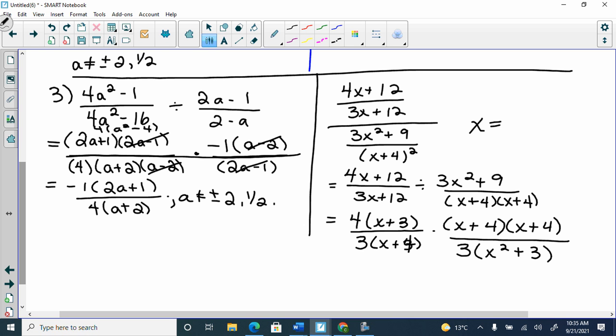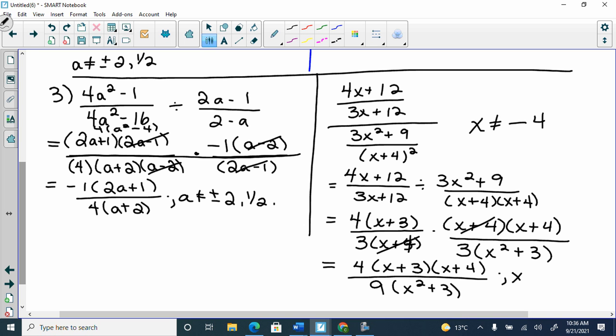X can't equal negative 4. These are negative 4, negative 4. X squared plus 3 is not a difference of squares. What does it get for an FDB? X squared plus 3, nothing. Difference of squares gets you no MPB, so that's not going to 9 minus 4. These cancel, and then that's it. So you're left with 4x plus 3x plus 4 over 9 x squared plus 3. X can equal negative 4.